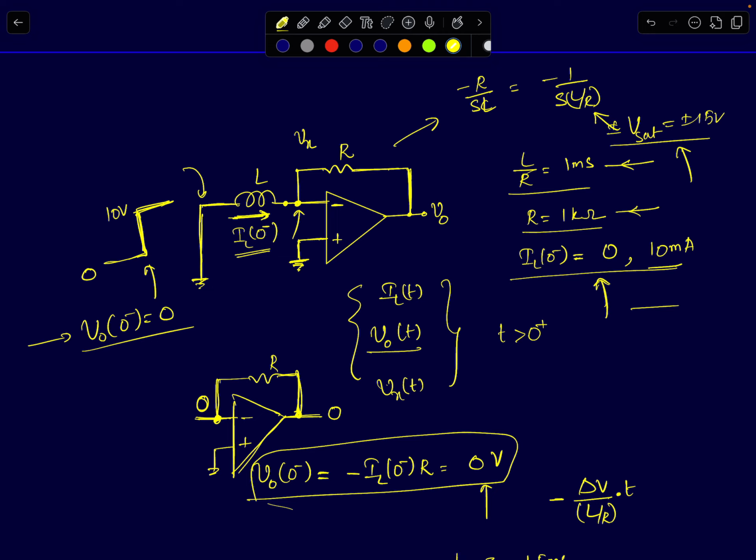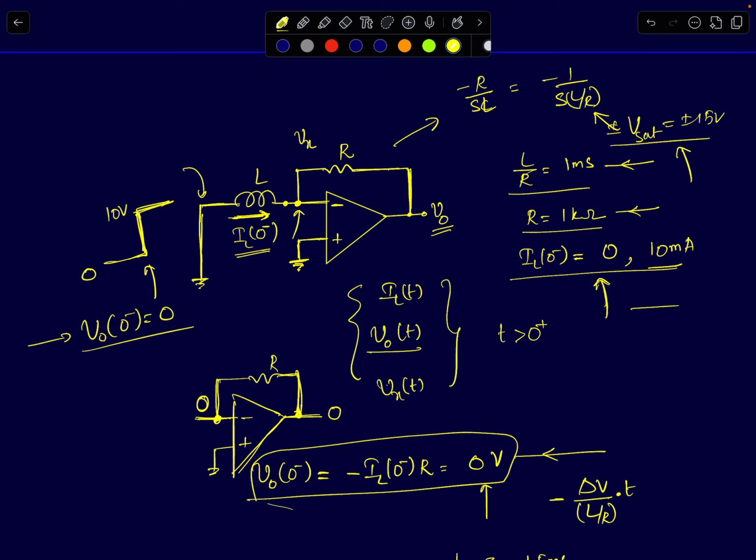For integrator based circuits, you need to know either the initial voltage of the capacitor or the initial current through the inductor. Then you can precisely tell what the output voltage is. Otherwise you will not be able to say, if the op-amp happens to be ideal. So using this condition, we found out what the initial output voltage is.